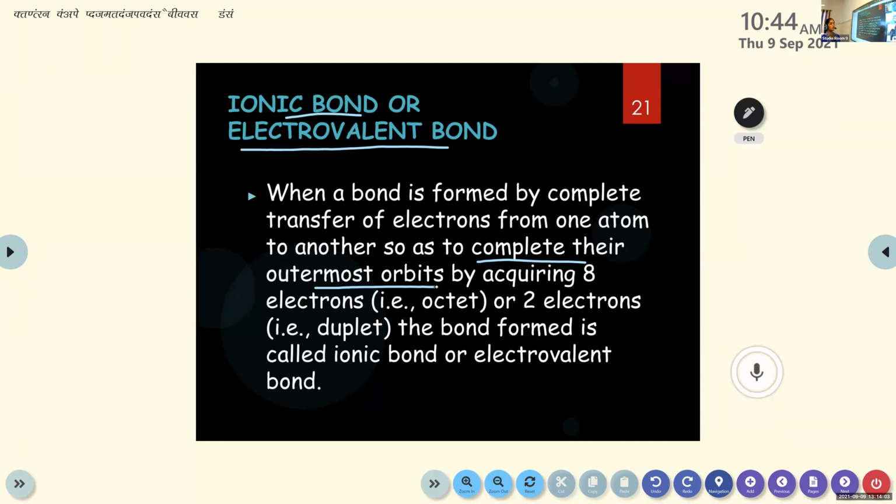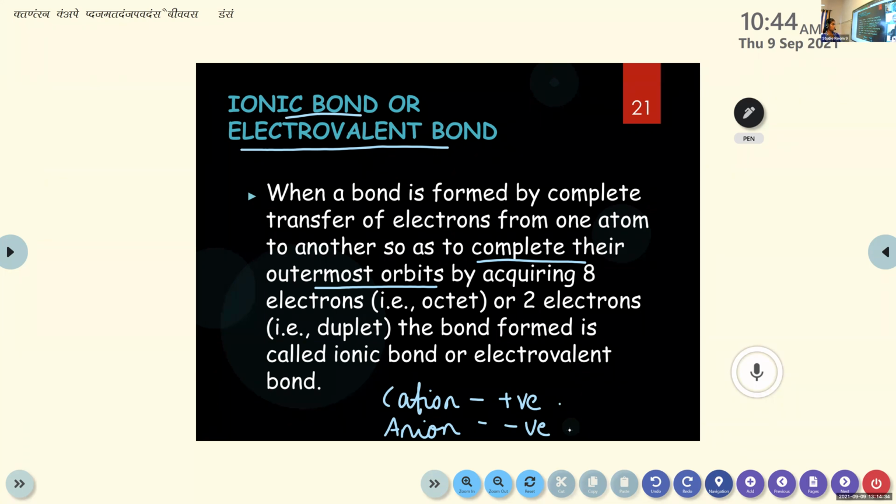In covalent bonding, sharing of electrons takes place. Here, transfer of electrons takes place. One atom will donate electrons and the other will accept electrons. The atom that donates electrons is considered a cation with a positive charge. The one that accepts electrons is an anion with a negative charge. So after the formation of this ionic compound, there will be a cation and an anion.